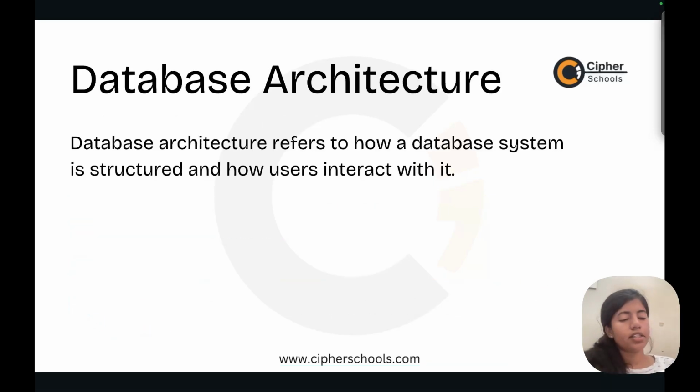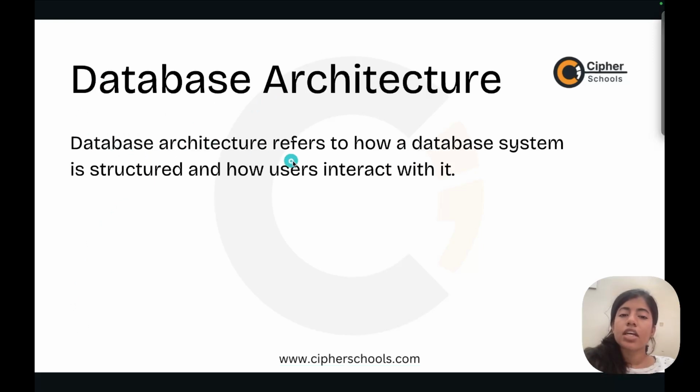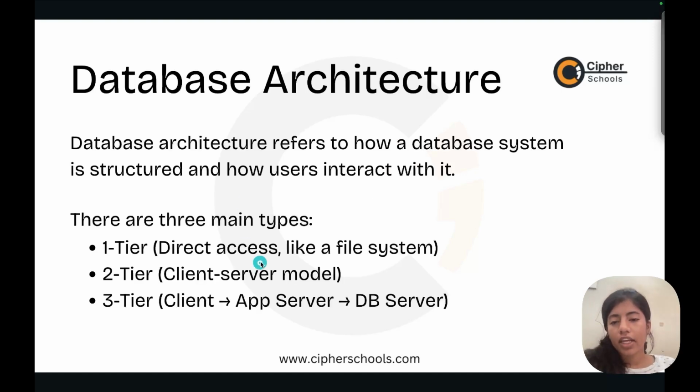Moving ahead, let us discuss DBMS architecture. Database architecture refers to how the database system is structured and how users interact with it. There are three main types of architectures, which we'll discuss one by one: one tier, two tier, and three tier.